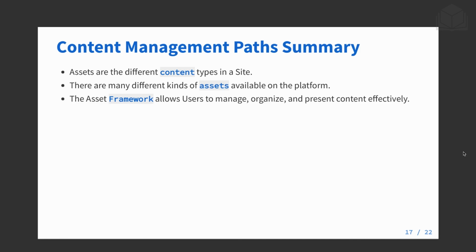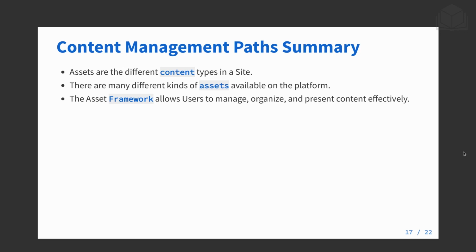Okay, all right, so just to recap for this section, assets are going to be content types in a site, and we talked about those different content types: web content, documents and media, blogs, polls, etc. Okay. There are a number of different kinds of assets on the platform, and the asset framework allows us to manage, organize, and present these assets in a consistent manner.